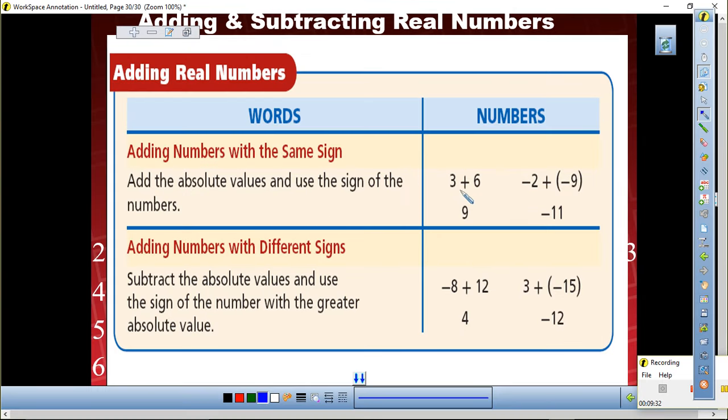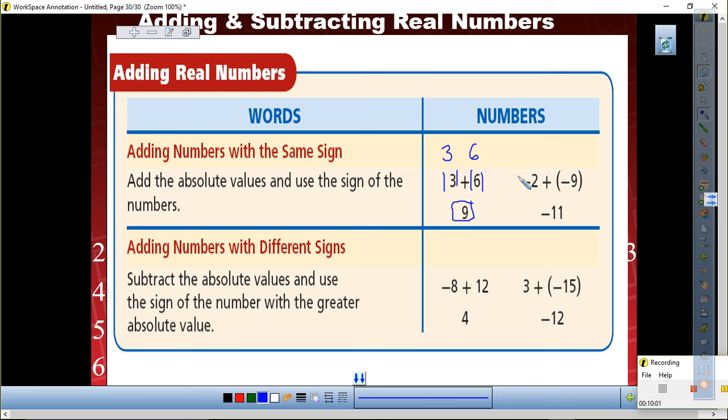I'm going to start with these 2. Absolute value of 3 is 3. Absolute value of 6 is 6. Now, since they have the same symbol, we're going to add these 2. So what is 6 plus 3? 9. What is the symbol for both of these? Positive. That's why this stays a positive 9. Are we there so far?